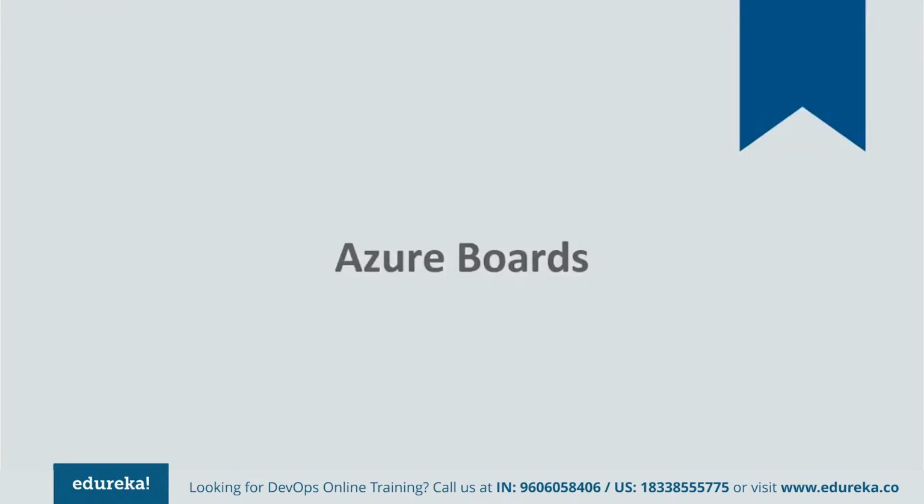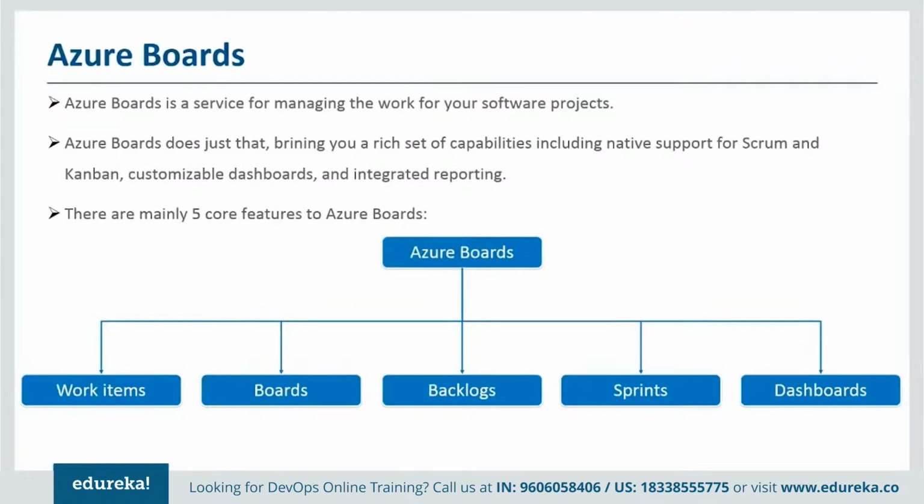Now let's look at some of these in more detail. First thing, as I said, is Azure boards. We have got 5 different components as part of Azure boards. As I said earlier, Azure boards is a service for managing the work of your software project, which means you want to create some, let's say, epics. You want to create some features, some tasks, some product backlog items. You want to create some bugs. All this can be handled in Azure boards.